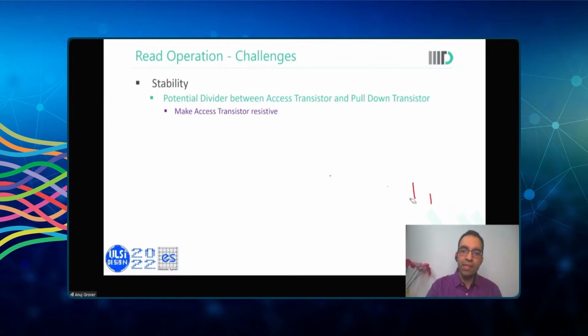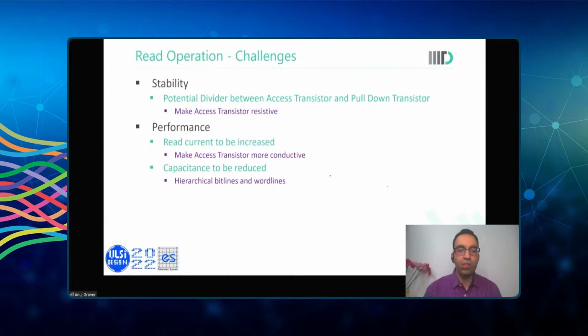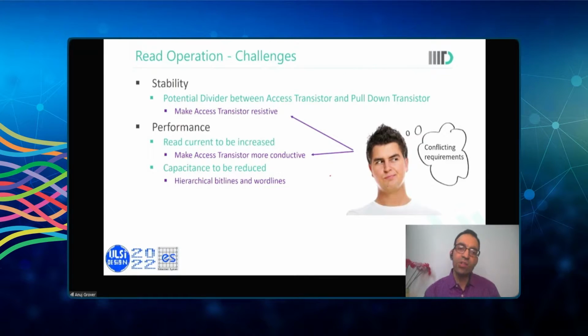Now that is one criterion or one need that we have. But we also want to improve performance. What that means is that the read current needs to be increased, which means that the excess transistor should be more conductive. At a different level, we may also say that the capacitance needs to be reduced, so the excess transistor needs to be smaller, or we could use hierarchical bit lines or word lines, architecture level solutions to achieve high performance. But do you realize that over here we have conflicting requirements?